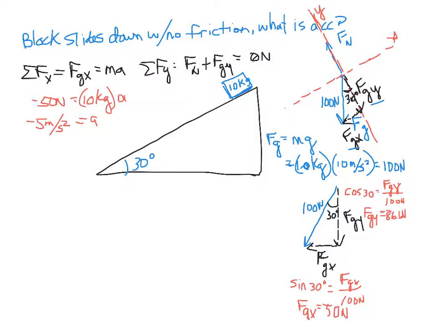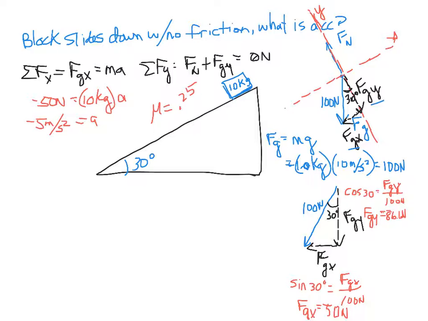Now, what if there is a friction force? What if there is a coefficient of friction of 0.25? What if there's a mu, or coefficient, of 0.25? How does that change things?